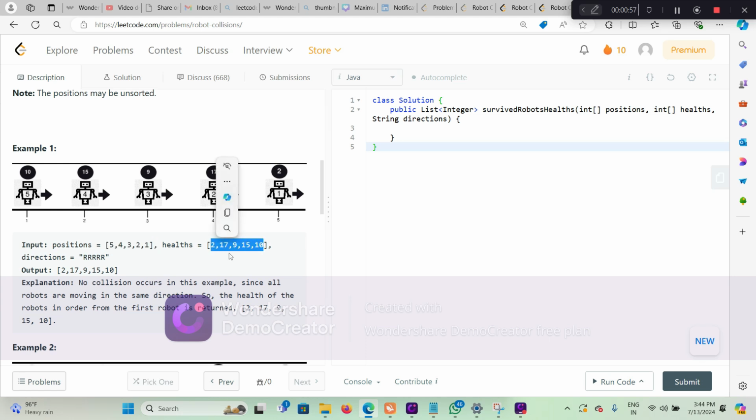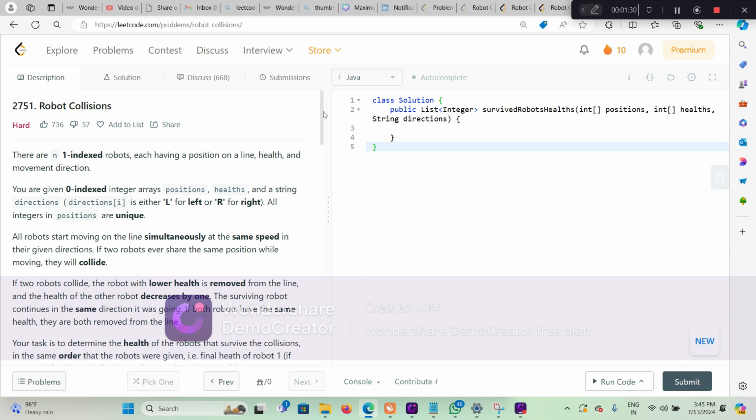For example, there are two robots, and one has value 17 and the other has value 9. In this case, if there is a collision between them, then 17 would be updated to 16, meaning the original value minus 1, and the smaller value will become 0. Like instead of 9 it would be 0. And in case both of them are equal, let's say both are 17 and 17, in that case both of them would be updated as 0 in health. So let me explain things more clearly with the help of a diagram.